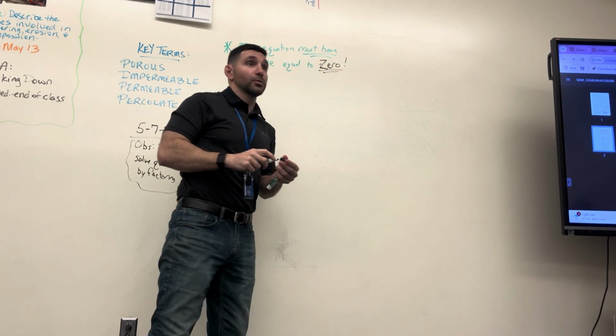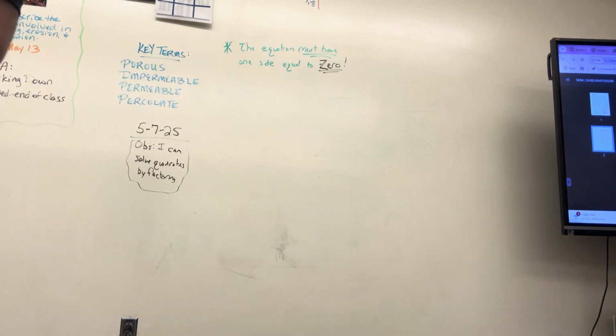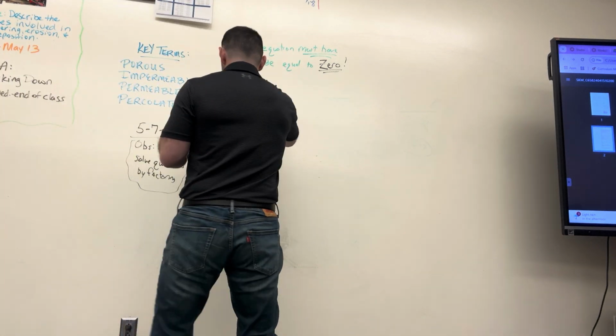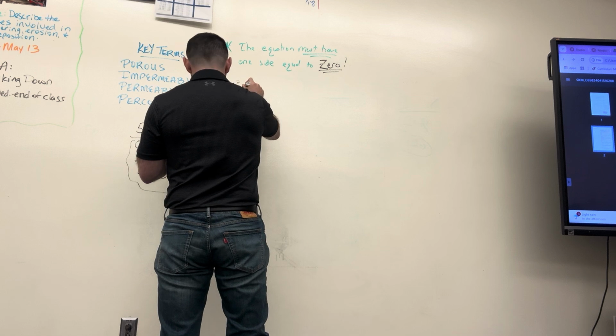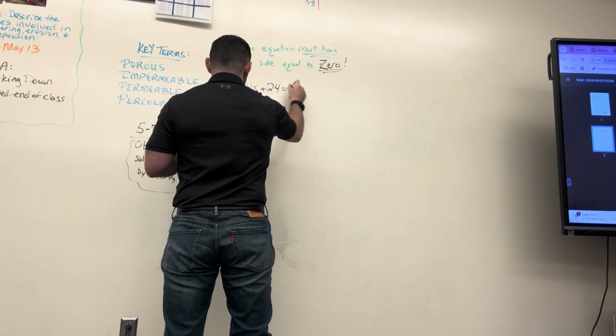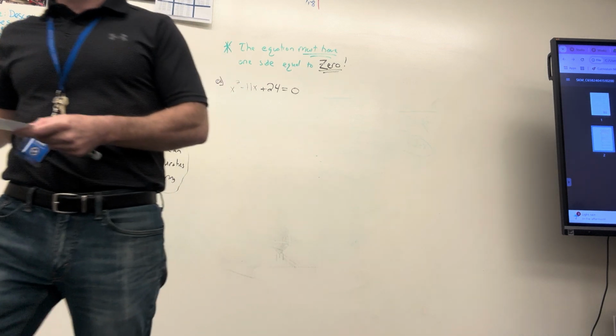Okay, it has to equal 0. Now, I'm going to do some that don't equal 0 eventually, but let's do some that do equal 0. So, let's say we've got this example: x squared minus 11x plus 24 equals 0. We want to see problems like this.